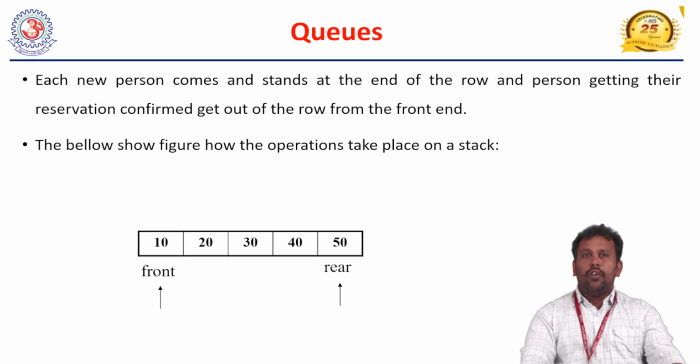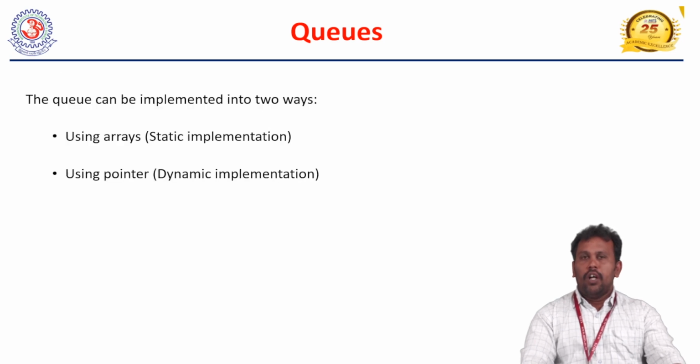Next, examples of queues: a new person comes and stands at the end of the row, and a person getting their reservation confirmed leaves the row from the front end. For example, when we go to a movie theater or a ticket reservation center, we can perform first come, first served. Whoever stands first gets served first. So this is an example of queues. And queues are implemented in two ways: one is arrays and the second is linked lists.